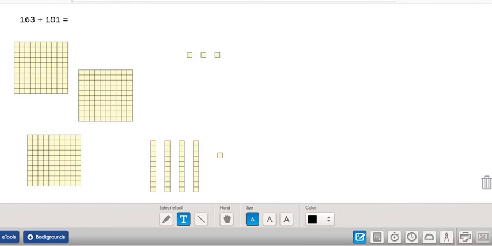Interesting. So now, what do you think, grade 2? How many hundreds do we have? Yes, we have 3 hundreds. And how many tens? Yes, we have 4. And 4 ones. So the sum is 344.